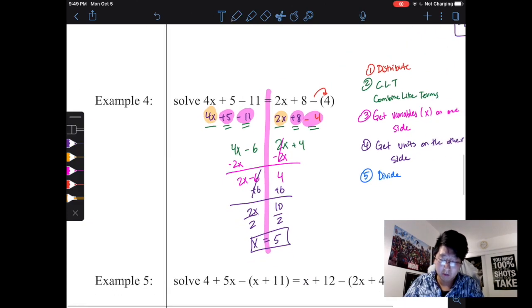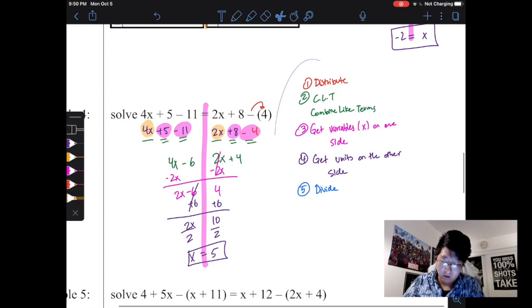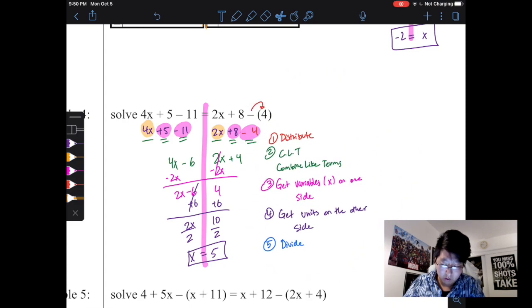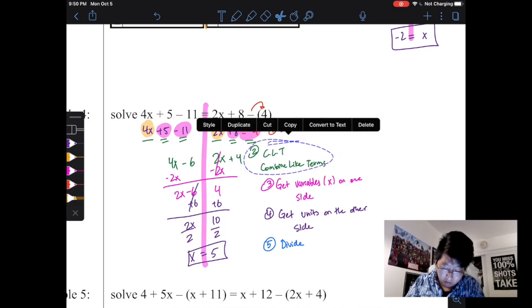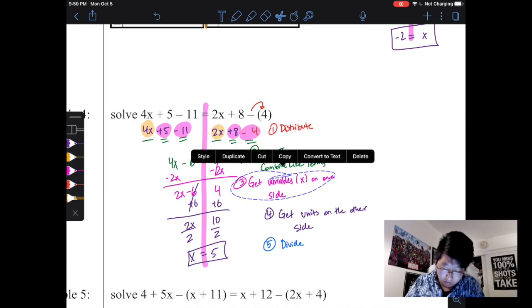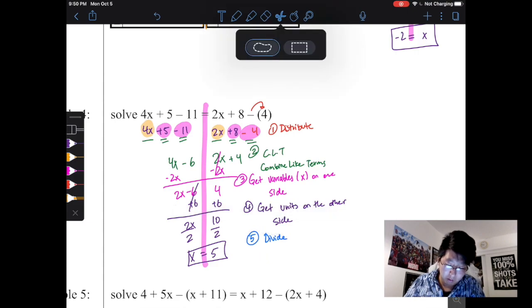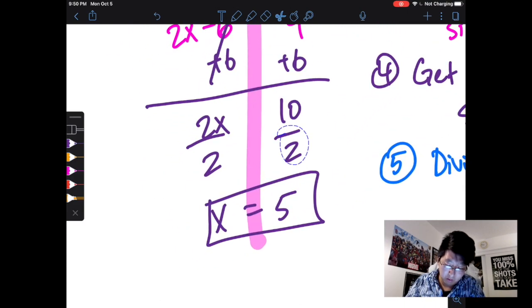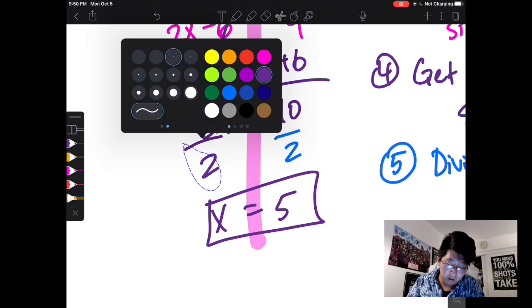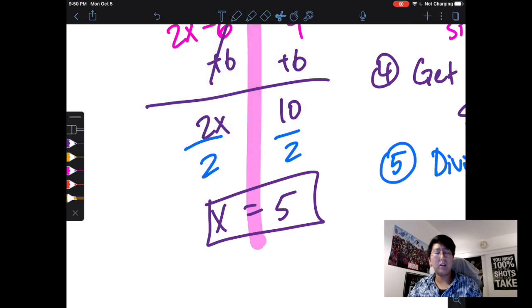So if I were to take these steps right here, it would go distribute, combine like terms, get variables on one side, which is the pink, get units on the other, which is the purple. This last step is divide, which I can make blue. We divided by 2. And our answer here was 5.